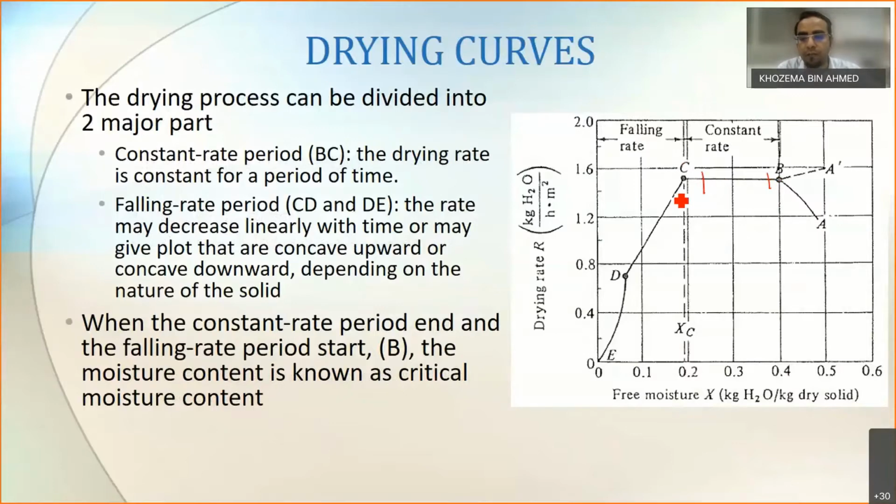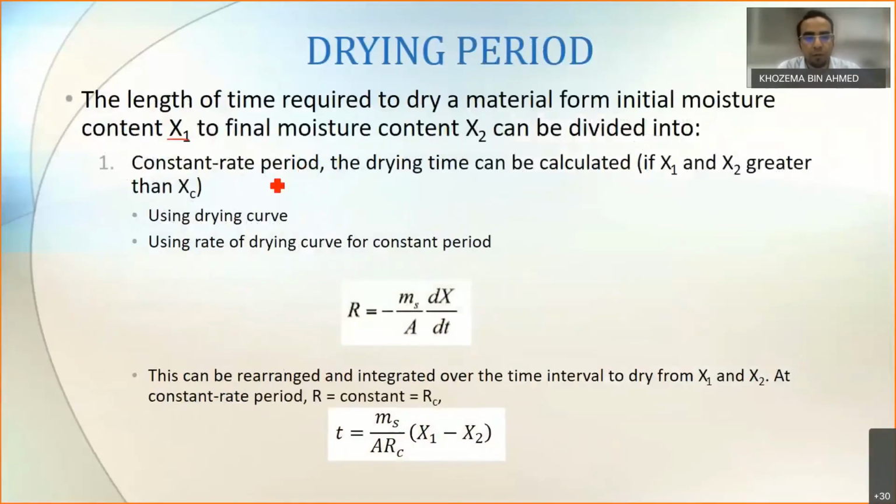If our final value is below xc, it means that it's a combination of constant rate drying and falling rate drying. For that case, we'll have to combine both of the equations. But for now, we are just looking at when x1 and x2 are greater than xc.